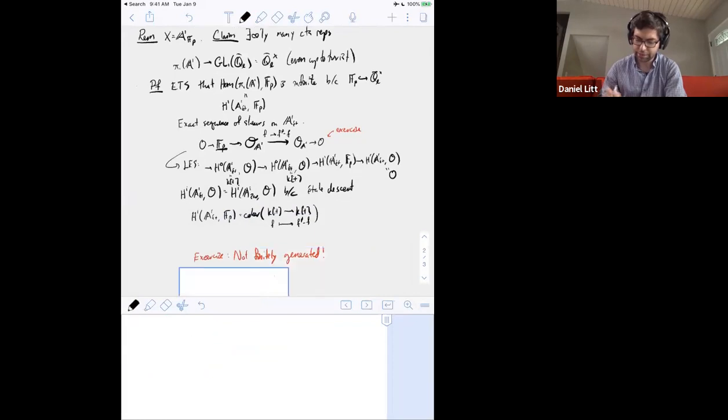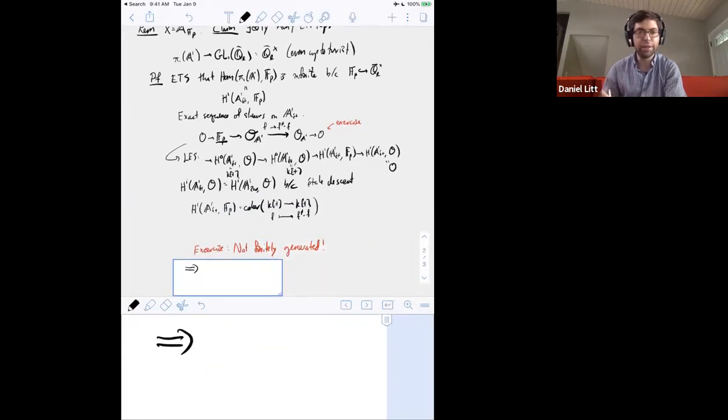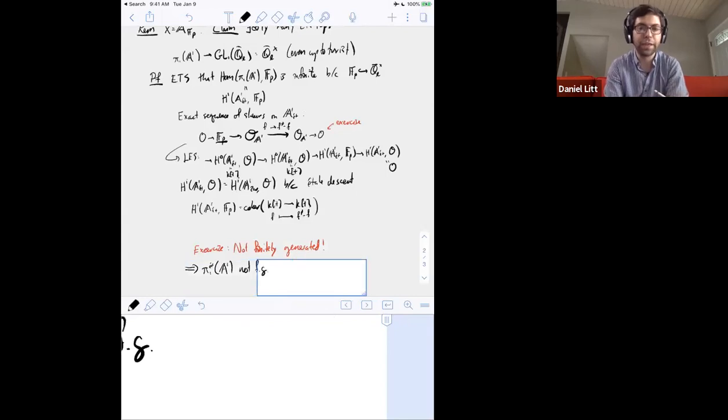Okay, and that implies something pretty cool. It implies that pi1 of A1 itself is not finitely generated. Because if it was finitely generated, then the set of maps into FP would in fact be finite. So that's pretty cool.